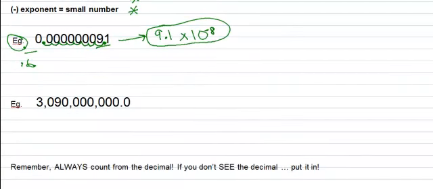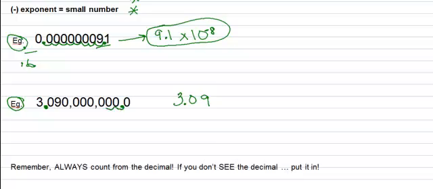Now we've got a very large number, and again we locate that decimal, and we know that our decimal should be with 1 non-zero digit to its left, so this is where we're going to relocate it. So we're going to write 3.09, and then we're going to figure out how many places we moved.